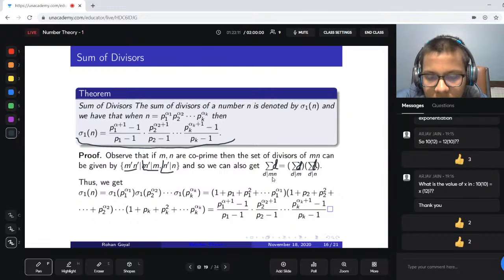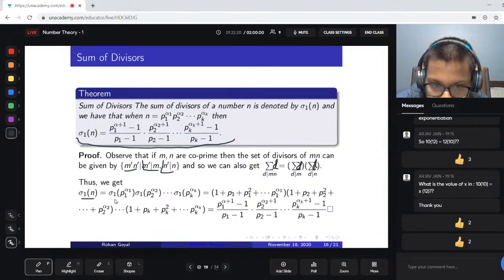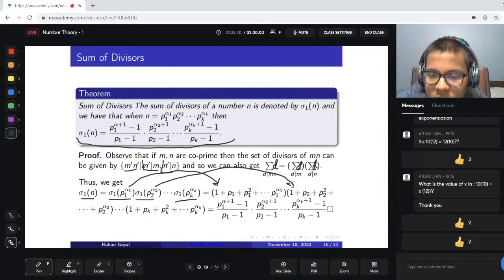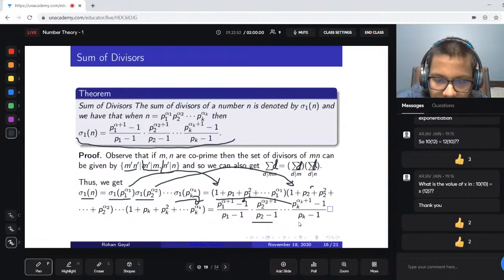Sum of all divisors of mn is equal to sum of all divisors of m times sum of all divisors of n. So we can write sum of all divisors of n as sum of all divisors of p1 to the alpha 1, times sum of all divisors of p2 to the alpha 2, till sum of all divisors of pk to the alpha k. So the sum of all divisors of p1 to the alpha 1 is just this. Sum of all divisors of p2 to the alpha 2 is just this. And this is this. Now we know by geometric sum, this value is equal to this value, and this value is equal to this value. So that's our sum of divisors.